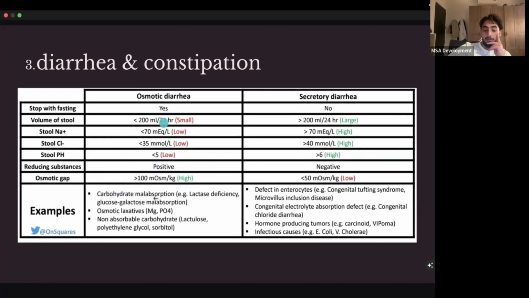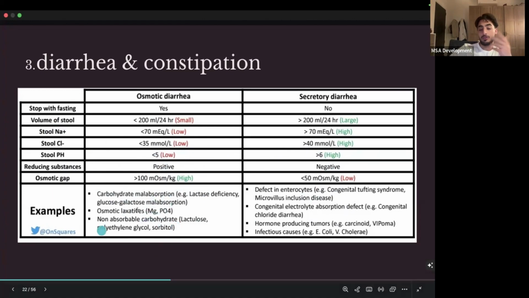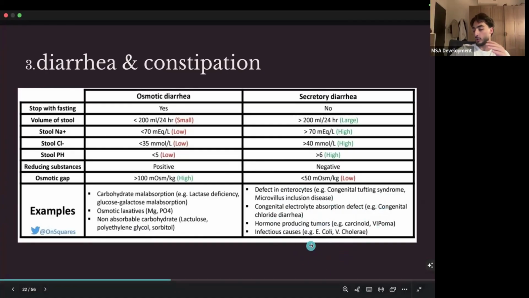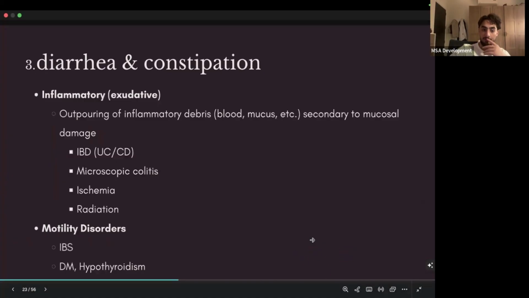So different examples. Again, carbohydrate malabsorption, such as in lactase deficiency or galactose malabsorption, and laxatives, different types of laxatives like polyethylene glycol or sorbitol. Sorbitol could also cause osmotic diarrhea. And in secretory diarrhea, there could be a defect in the enterocyte. So this is a name of one of these syndromes. It's not very important. Mainly, it's just these that we're worried about: carcinoid syndrome or VIPoma. Infectious causes like cholera or E. coli could also cause the secretory diarrhea.